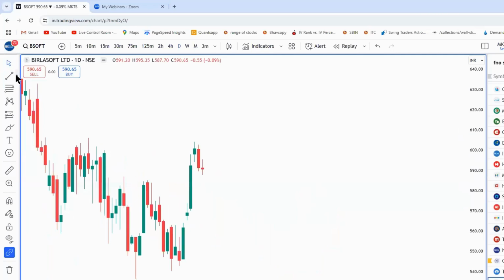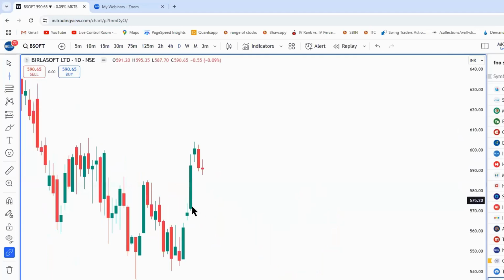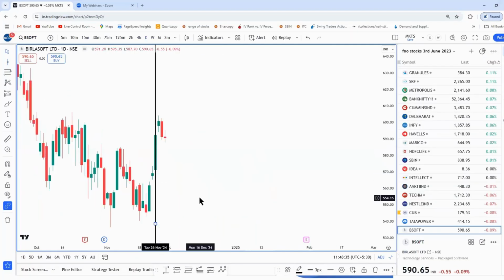So let me use a vertical line to mark the leg out. The first thing is I'm identifying the leg out. The candle that I have marked, can it constitute the leg out?